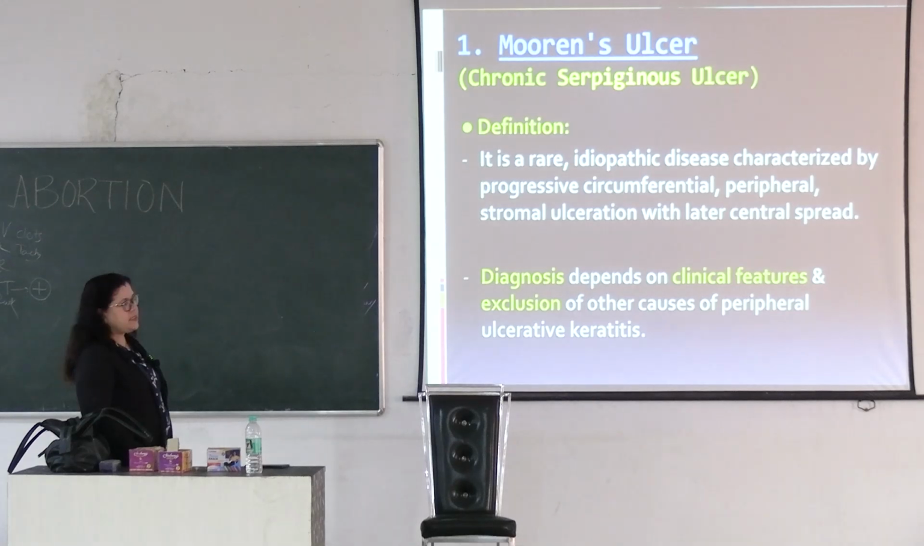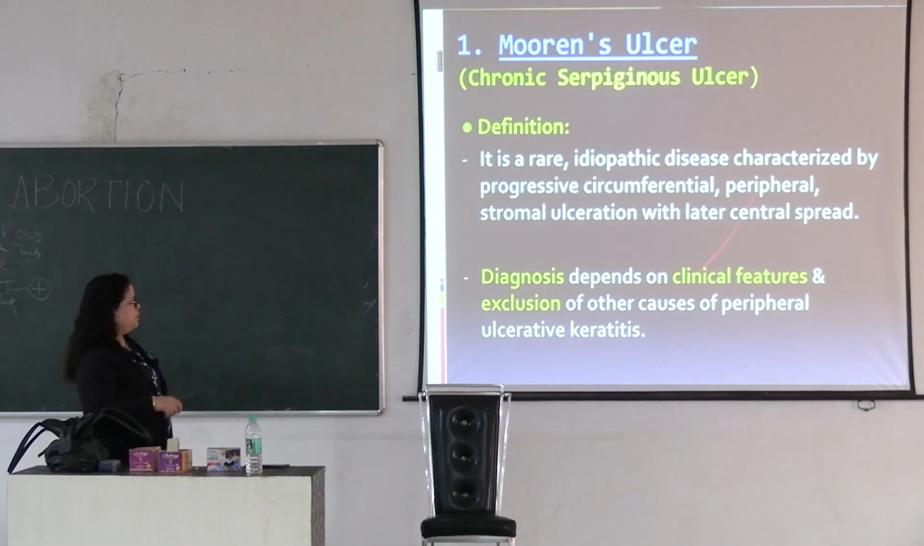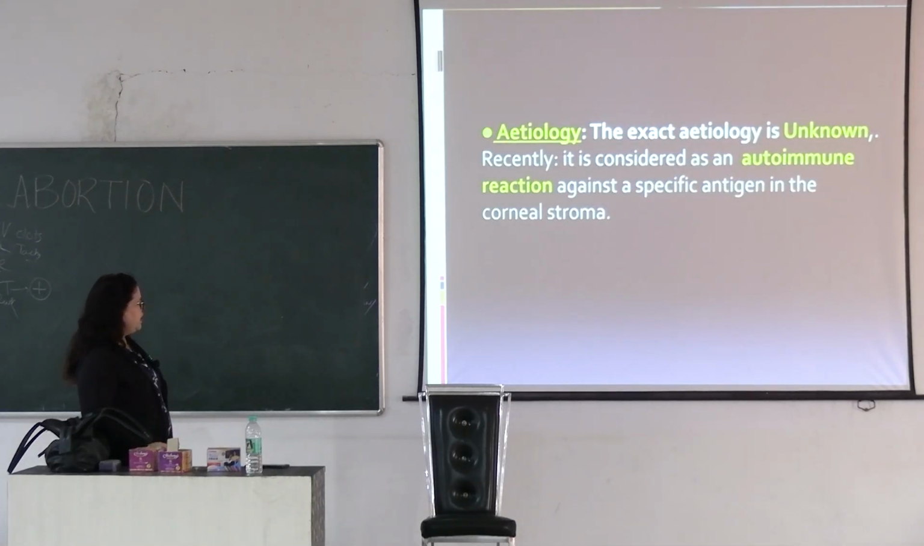So, Mooren's ulcer is also called chronic serpiginous ulcer. It is a very rare, idiopathic disease, characterized by progressive circumferential peripheral ulceration, involving only the peripheral part of the cornea. Later on it also affects the central part of the cornea. Diagnosis depends on the clinical features, and we rule out other causes of peripheral corneal ulcer. Exact etiology is not known, it may be autoimmune reactions.